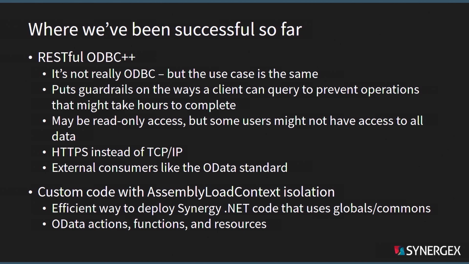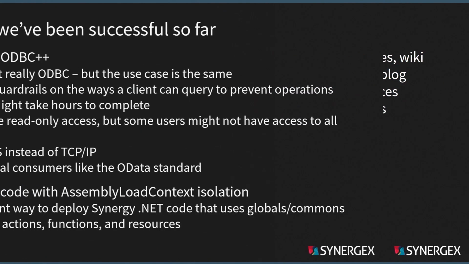The other place that we've been successful so far is doing custom code with assembly load context isolation. This particular customer didn't have a whole lot of use thus far for exposing data directly. They just wanted to expose custom logic, but it needed to be isolated and handed out to the outside world as an OData service. So that's what we did, and it's been successful. Those are not the only scenarios. These are just examples of things that we've done really well so far.